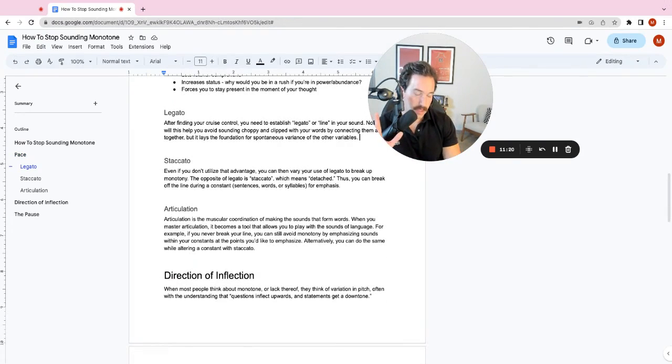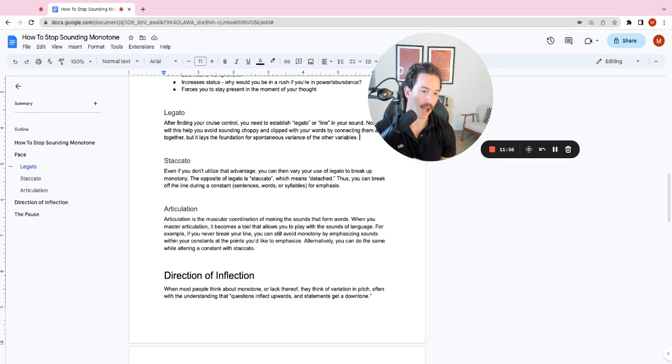Now, one thing that is really going to multiply or amplify what you're doing with legato and staccato is being able to articulate. Articulation is the muscular coordination of making the sounds that form words. When you master articulation, it becomes a tool that you can use to play with the sounds of language. For example, if you never break your line, you can still avoid monotony by emphasizing sounds.